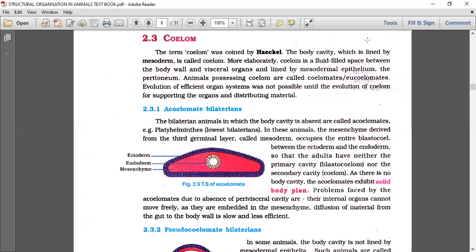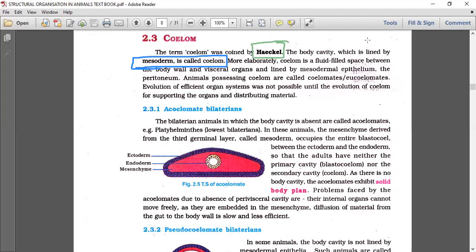Okay, the coelom. The term coelom was coined by Haeckel. Scientist Haeckel coined the word coelom. And the body cavity, what do you say? The body cavity which is lined by mesoderm is called coelom. So recall the diagrams. The body cavity which is lined by mesoderm is called coelom.